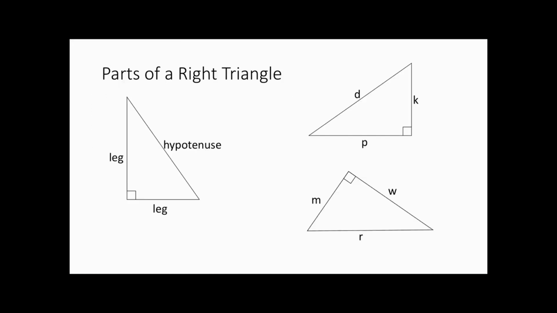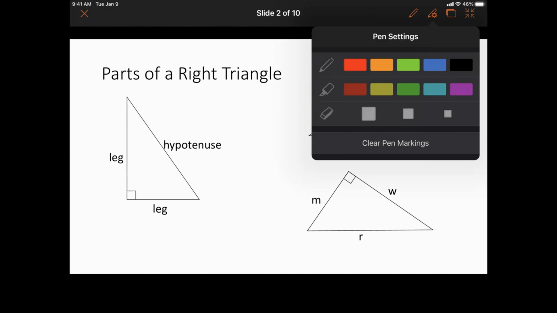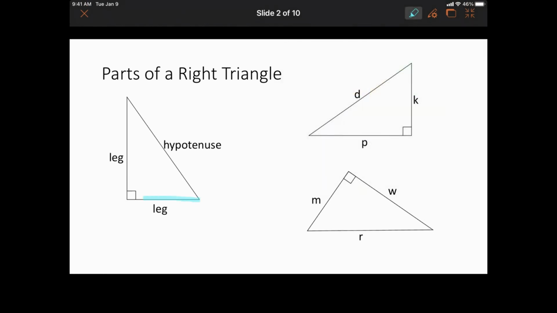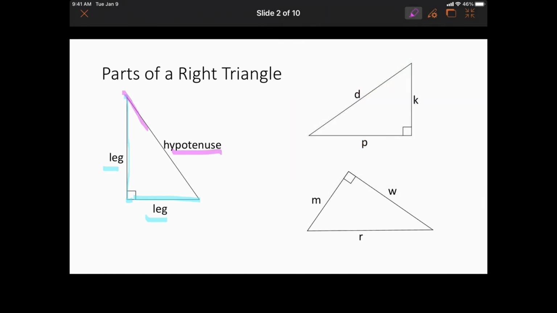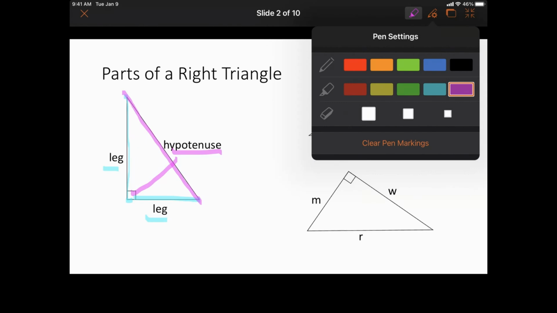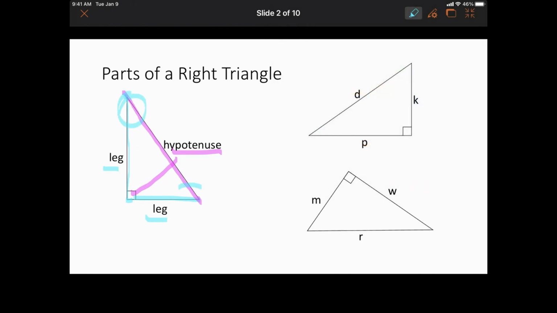All right, so let's review and talk about a right triangle. We need to make sure we know the parts of it. So you have a right angle, and the two sides that make up that right angle are called legs. The hypotenuse is always the longest side and is always opposite across from the right angle. The other two angles are acute and complementary. That means they have to add up to 90.